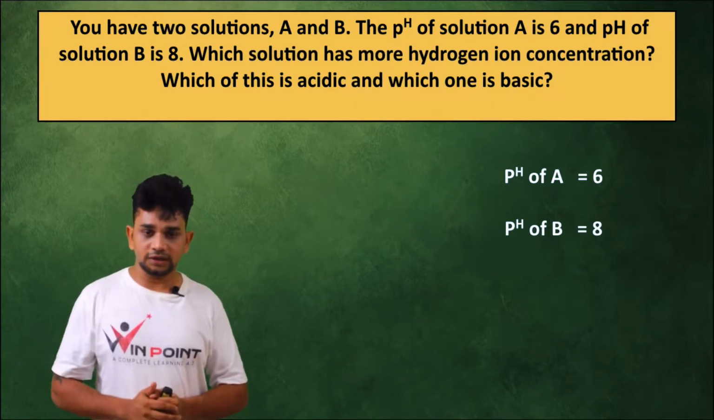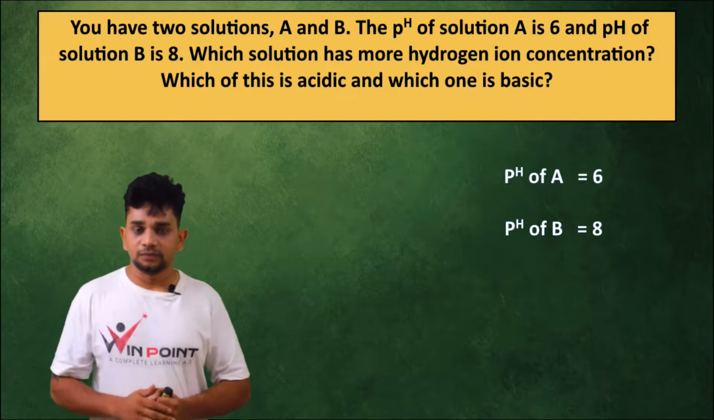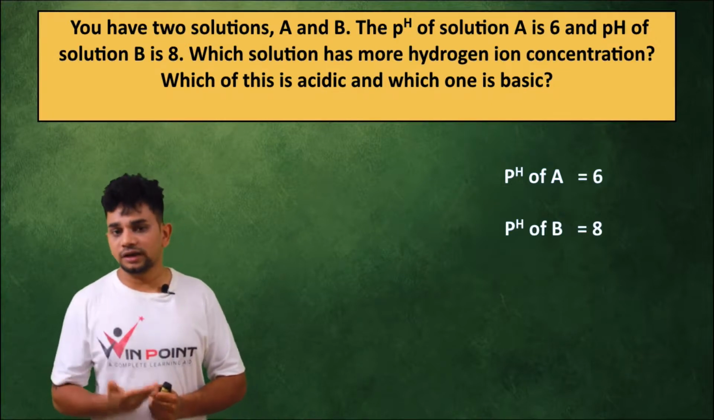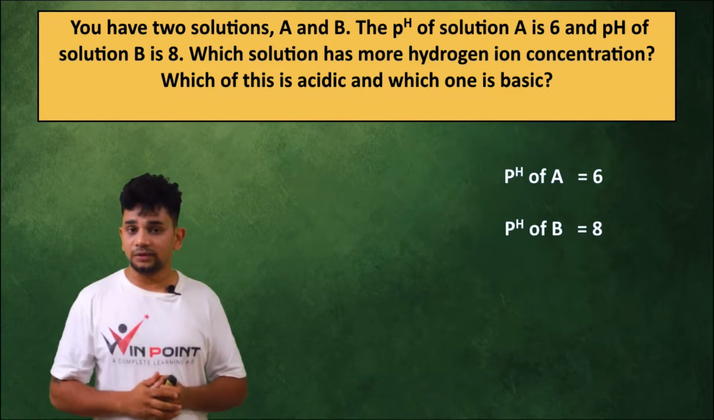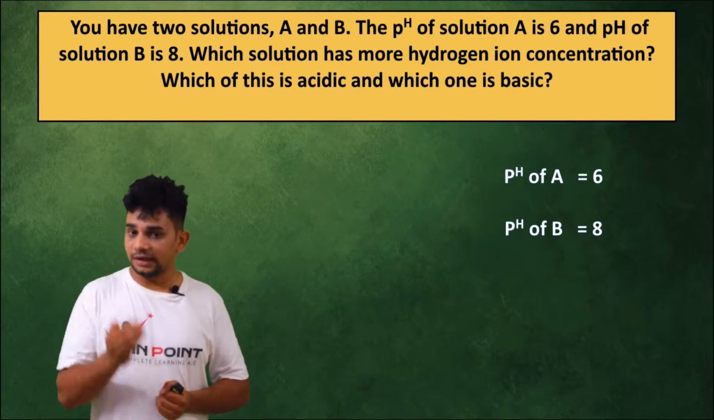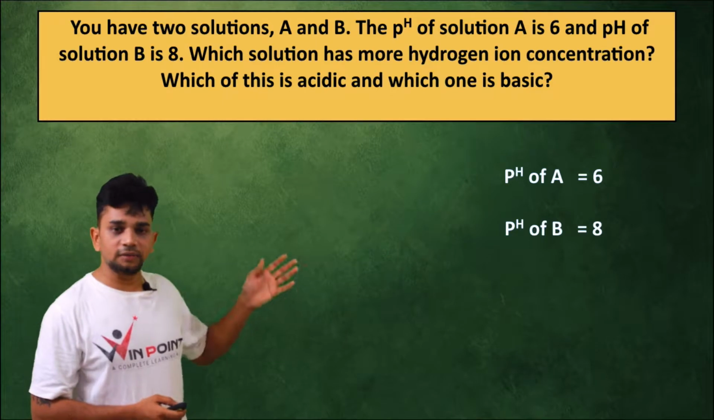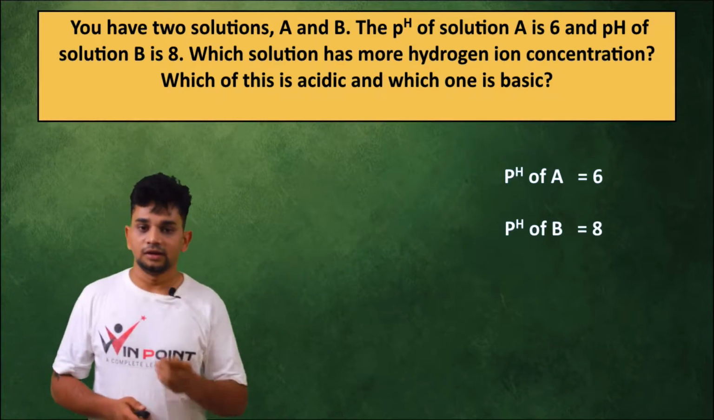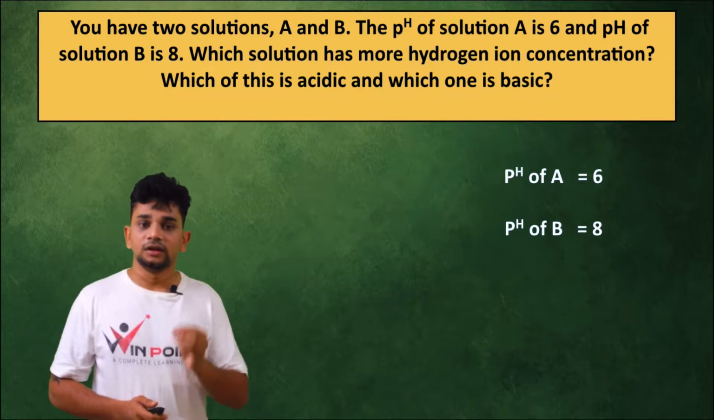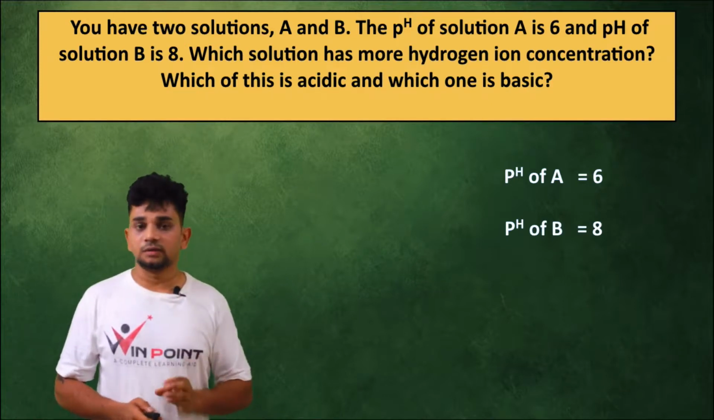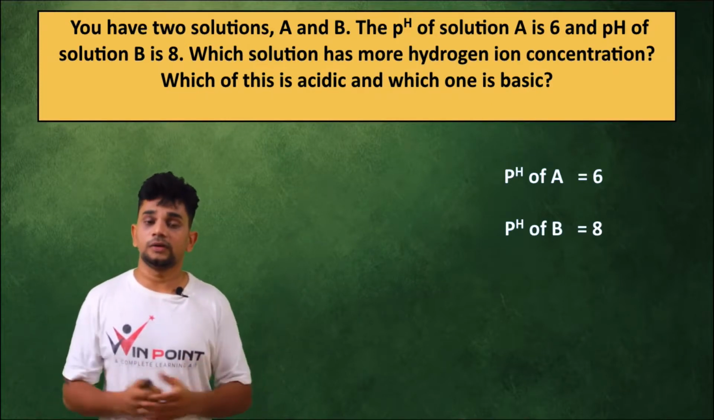Hydrogen ion concentration is related to acidity. If it has more hydrogen ion concentration, it will be acid, right? And if the pH value is less than 7, it will be acid. So in this, which one has a pH value less than 7? The pH of A is 6, right? pH of A is 6 means it is acidic. It is going to have more hydrogen ions.